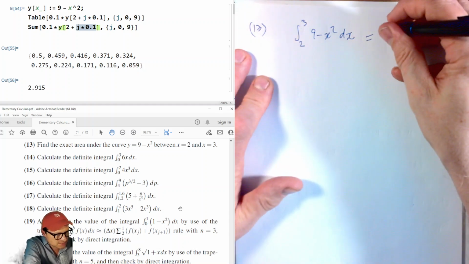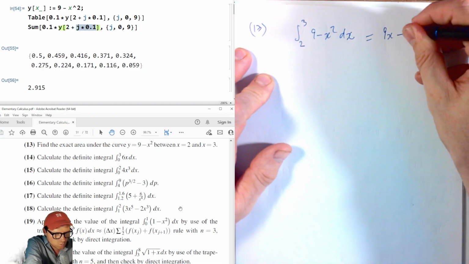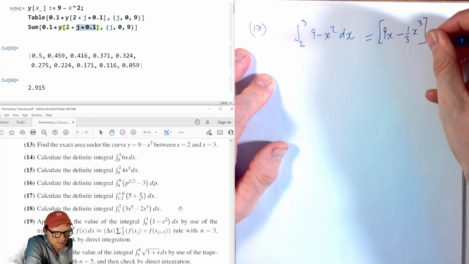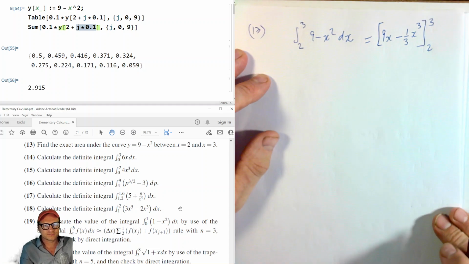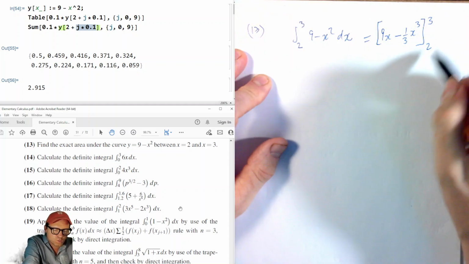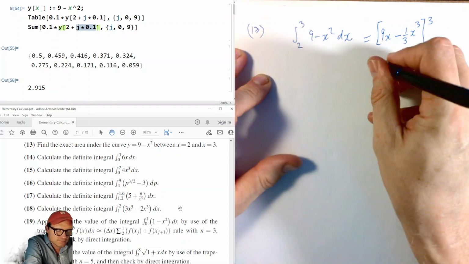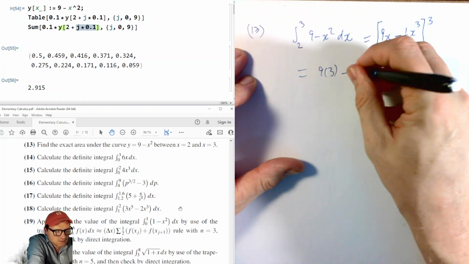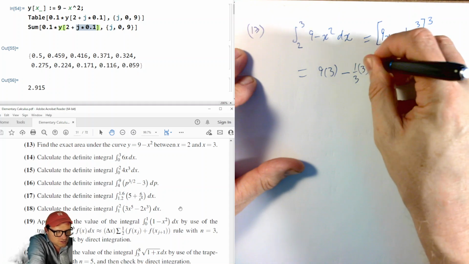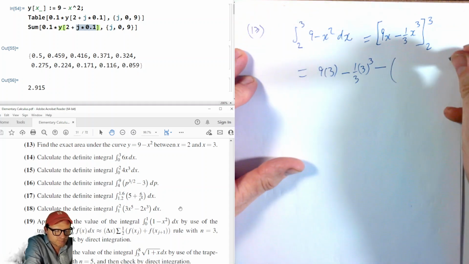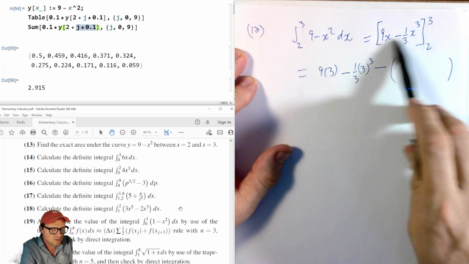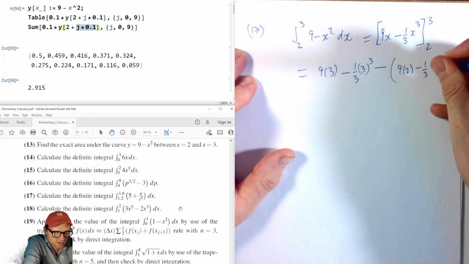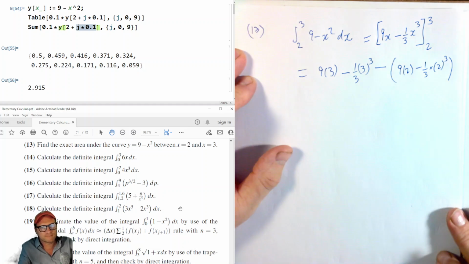So we integrate 9 minus x squared, and so we get 9x minus 1/3 x cubed, and then we need to evaluate that at 2 and at 3 and take the difference. So we sub in the 3, we sub in the 2, and then we subtract the result. So 9 times 3, and then minus 1/3 of 3 cubed, and then subtract, put in a big bracket here because you're going to subtract what's inside when you sub in 2. So then we have 9 by 2 minus 1/3 of 2 to the power of 3.